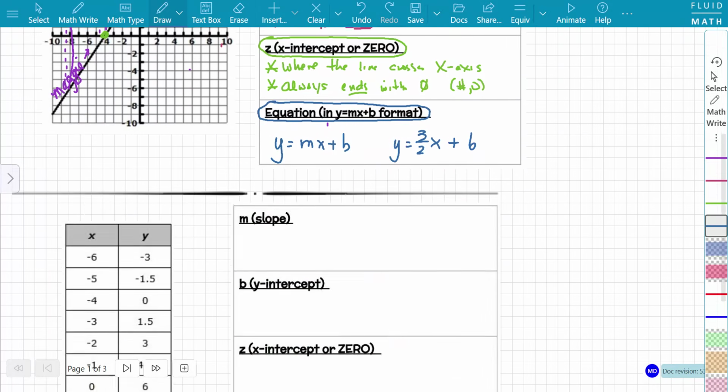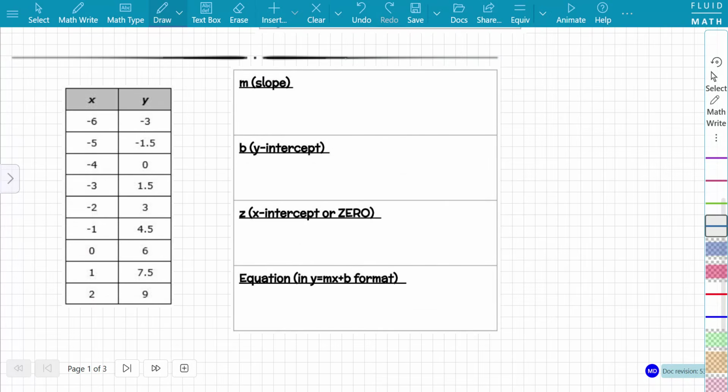Okay, now I can find that same information by looking at a table. So for a table, I can actually find those key features. Now, 2 of them I can find, 1 of them I still have to calculate. But let's start with the 2 I can find, okay? So the first one I can find is my y-intercept.